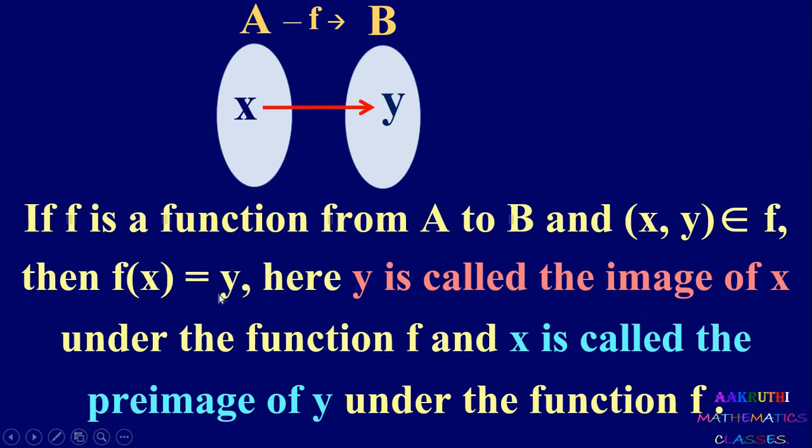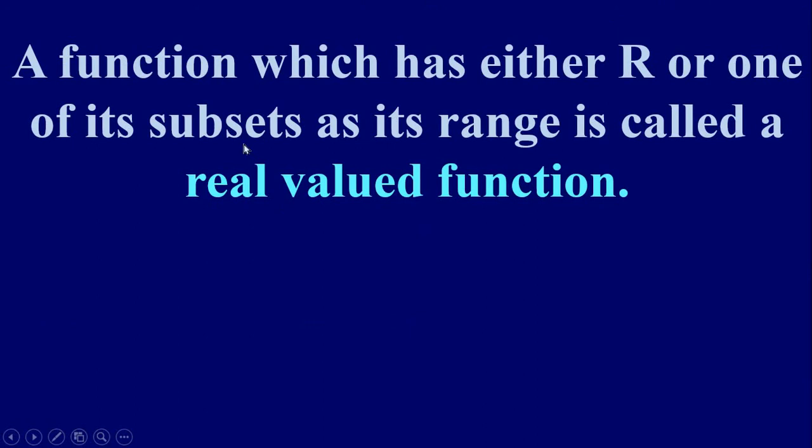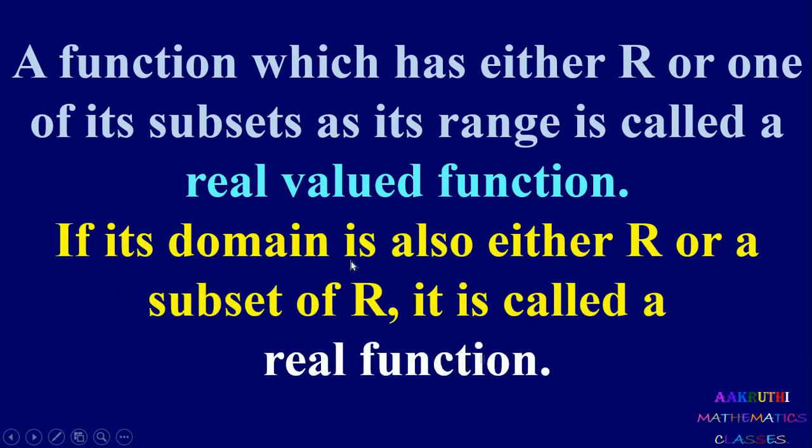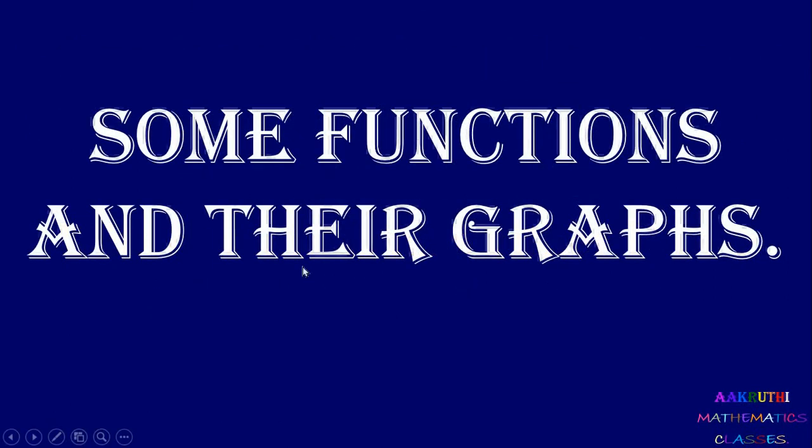A function which has either R or one of its subsets as its range is called a real valued function. If its domain is also either R or a subset of R, then it is called a real function. In a real valued function, the range is R or a subset of R, and in a real function, the domain is R or a subset of R. Next we see some functions and their graphs. Now we studied different types of functions.